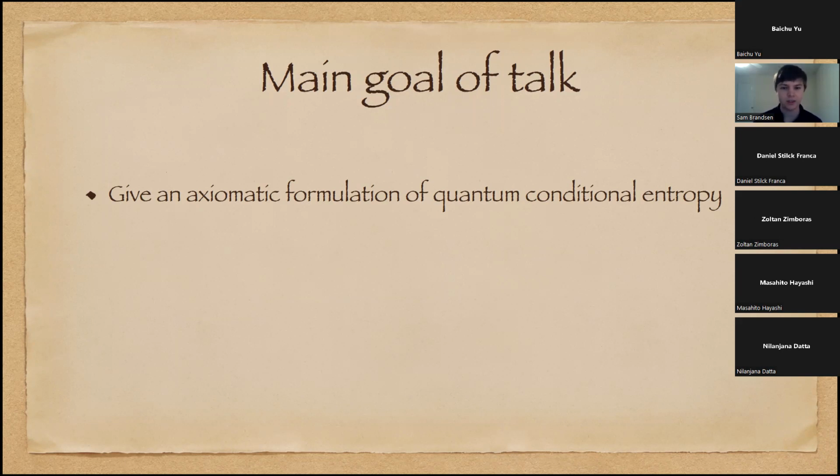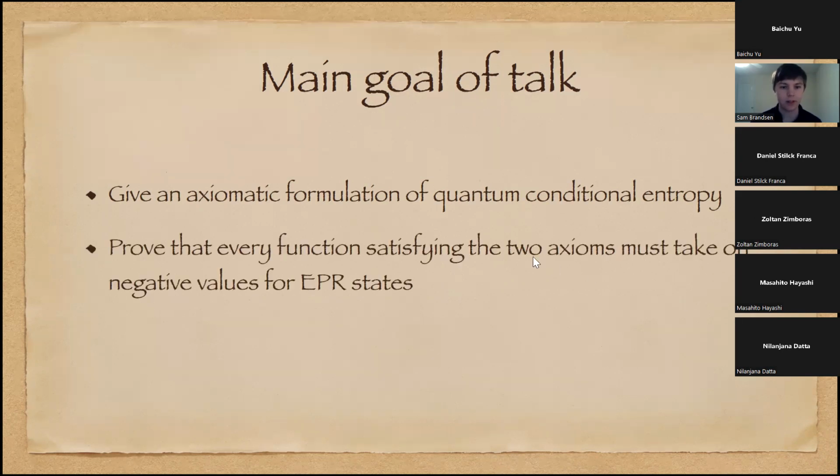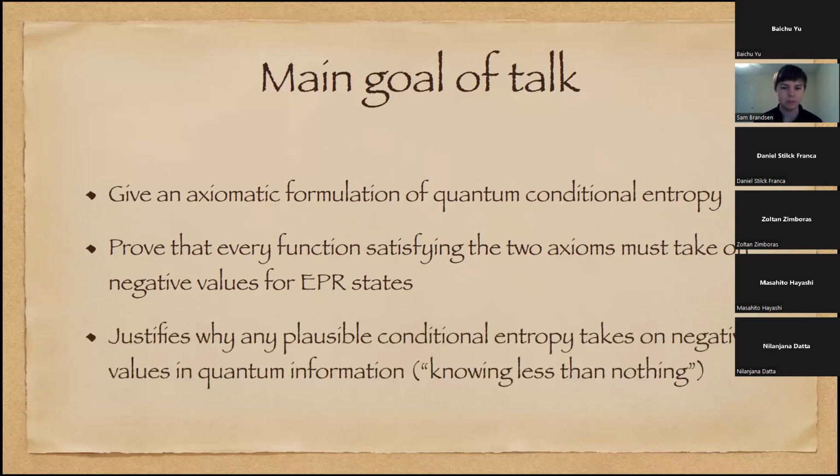We wanted to show instead what we could find about the most general set of quantum conditional entropy functions based on an axiomatic approach. We're going to show that every function satisfying the two axioms we propose must take on negative values for EPR states, which means that any plausible conditional entropy based on this axiomatic approach takes on negative values in quantum information. This negativity of quantum conditional entropy is what we'll be referring to as knowing less than nothing.